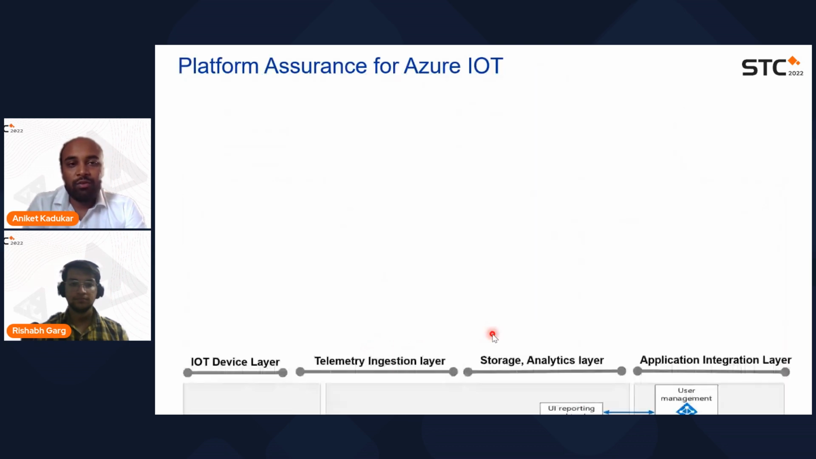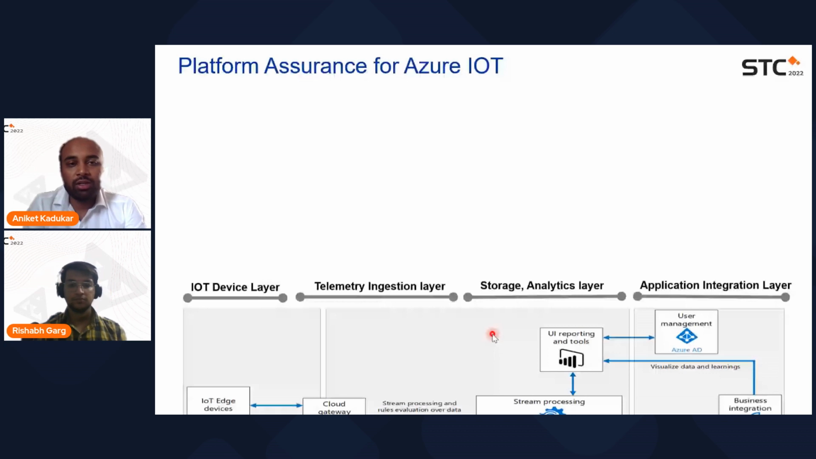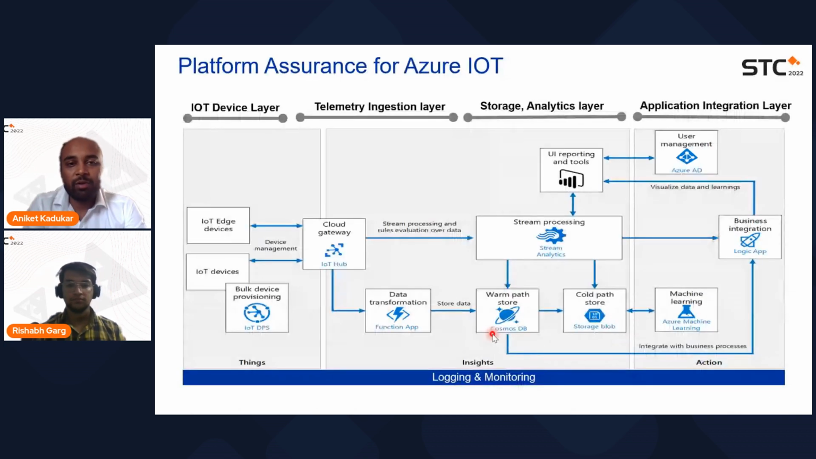So I would like to tell you how any IoT platform actually works. We will take the example of Azure. In any platform, there will be four layers. First will be the IoT device layer. The next will be a telemetry ingestion layer. The third will be a storage and analytics layer, and the fourth will be an application integration layer.